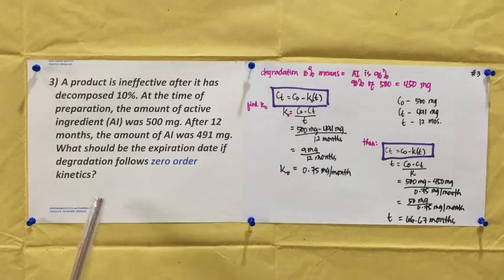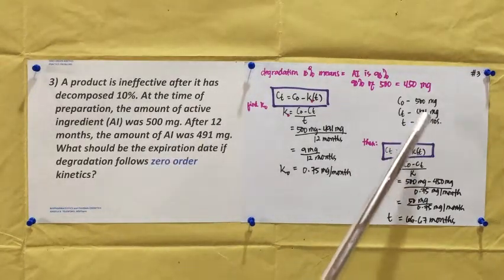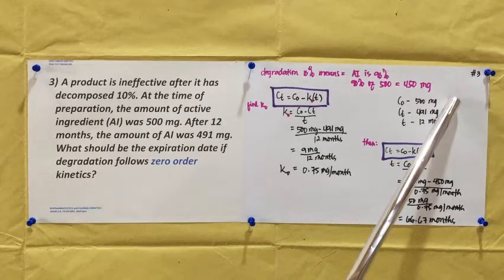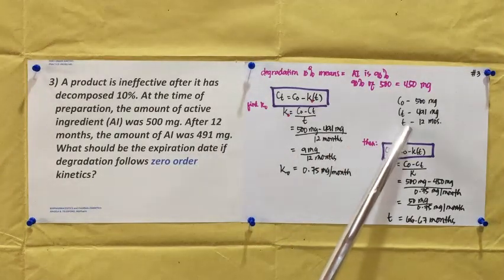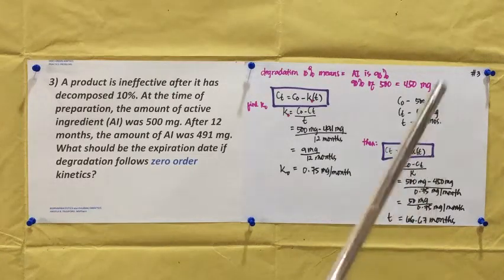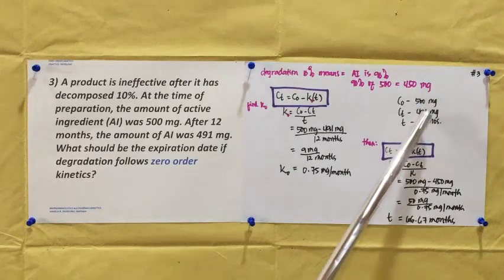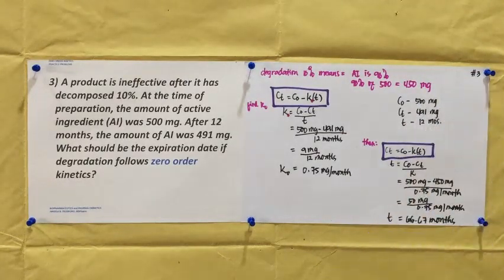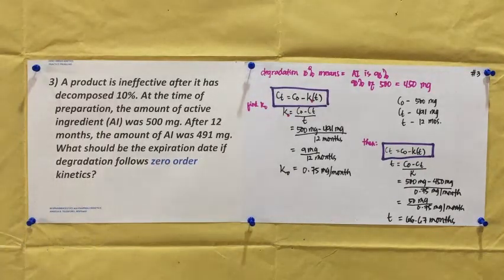So, looking at the problem, let us try to know the given. 500 milligrams is the initial concentration of the preparation. After 12 months, it becomes 491 milligrams. So 491 milligrams is CT, and the T here is 12 months. Meaning, after 12 months, the product becomes 491 milligrams from the initial concentration of 500 milligrams. But what is being asked is the expiration date. So before we can proceed, we have to find first KO.